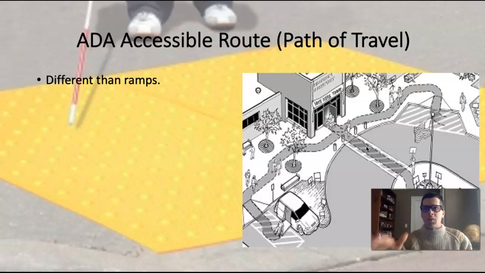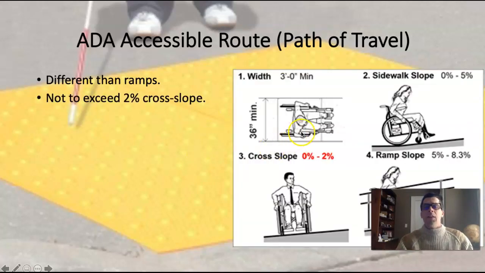Around College of the Redwoods, there's a dedicated path of travel all the way around the campus so that every part of campus is accessible. And so we'll talk about some of those criteria right now, okay? All right. Same thing as the ramps. You can't exceed 2% cross slope. And this is cross slope right here, okay?